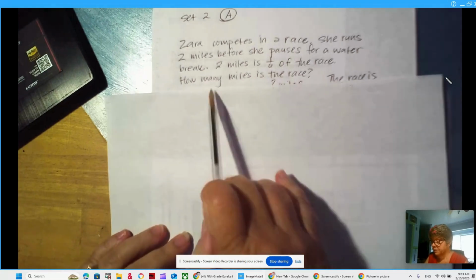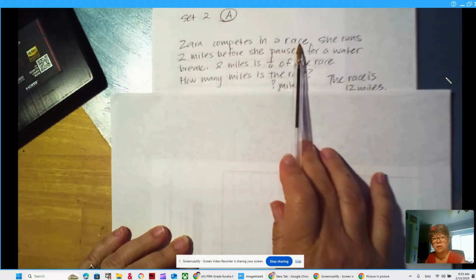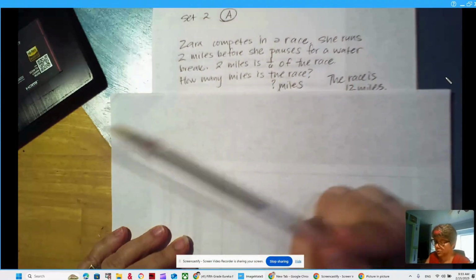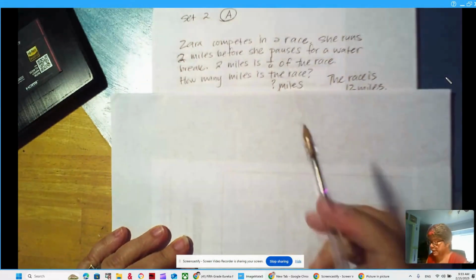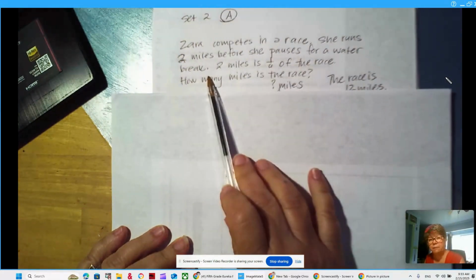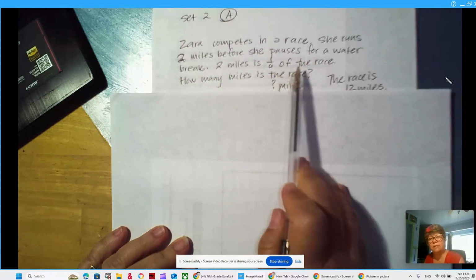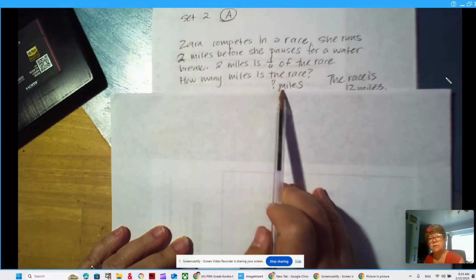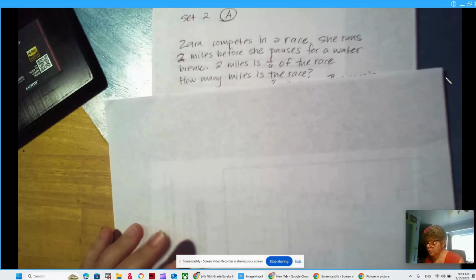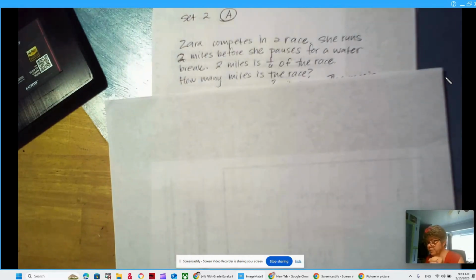Zara competes in a race. She runs 2 miles. It's a little bit like a Z. She runs 2 miles before she pauses for a water break. 2 miles is 1/6 of the race. How many miles is the race? Okay, so she's going to run 2 miles and then pause. And we know that 2 miles is 1/6 of the race. So see what you can draw. Can you make a tape diagram? You can pause me here and then come back, but really challenge yourself to try it out.